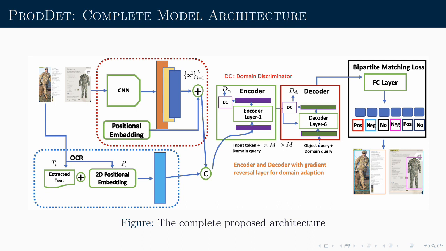The encoder and decoder layers are equipped with gradient reversal layers to address the domain adaptation problem. Now after the decoder, it goes to the bipartite matching loss section where it goes to the fully connected layer, and it predicts the bounding boxes of positive and negative classes. In this case we neglect the negative classes because we don't need them, and we only take the positive bounding boxes where it predicts entities which enclose both their image and text counterparts.